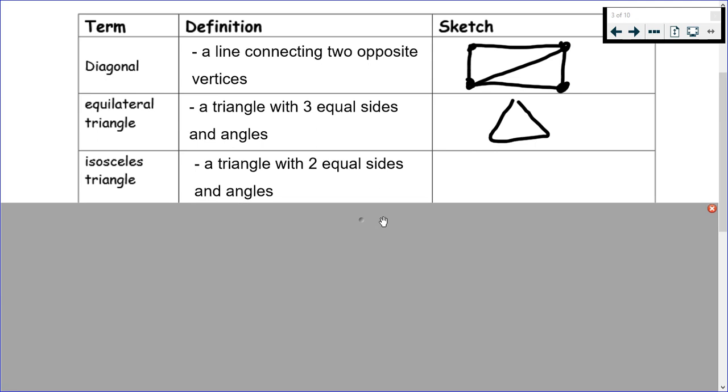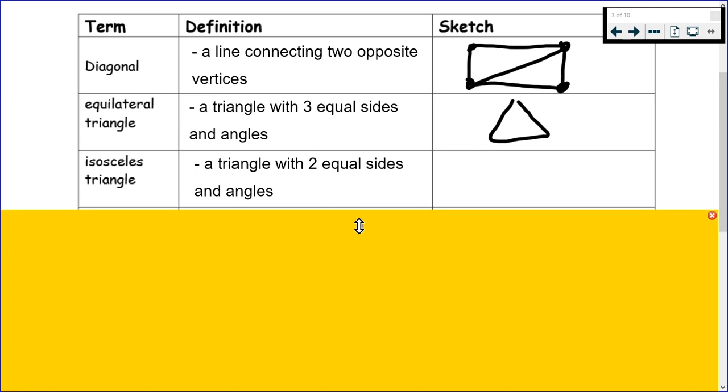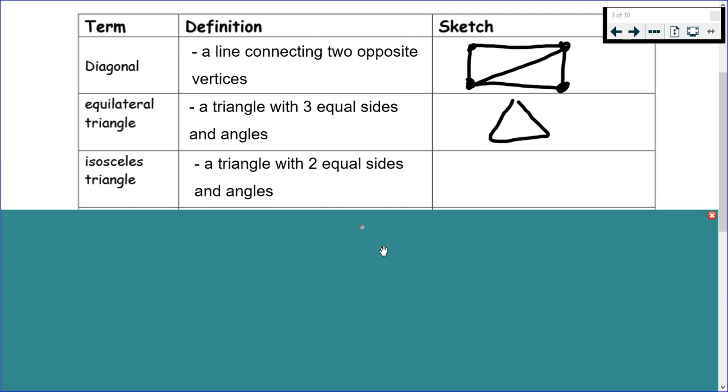Isosceles triangle, a triangle with two equal sides and angles. So two sides are going to be the same and have the same angle, but the other one's going to be different. So that's going to look something like this. Notice the bottom is much smaller, or we could also draw it sideways. The orientation doesn't really matter. Each of these is an isosceles triangle.